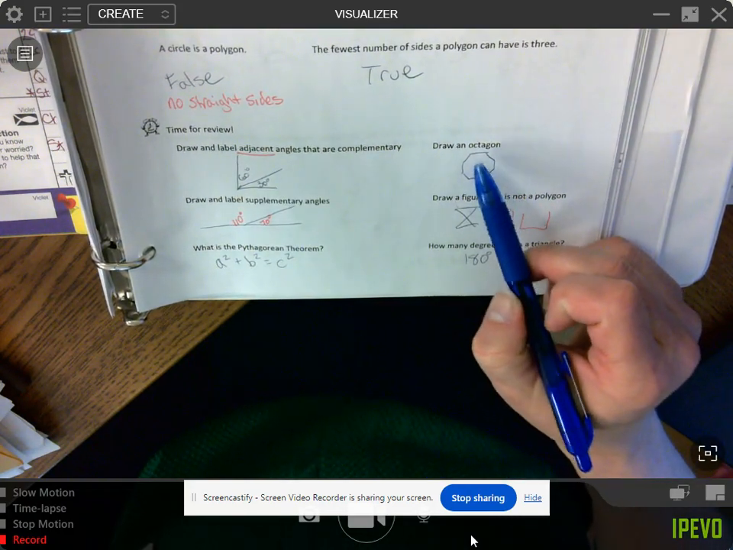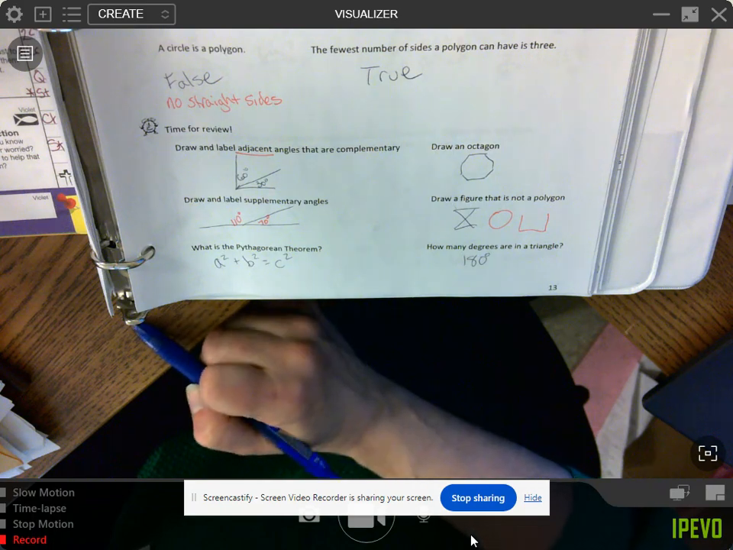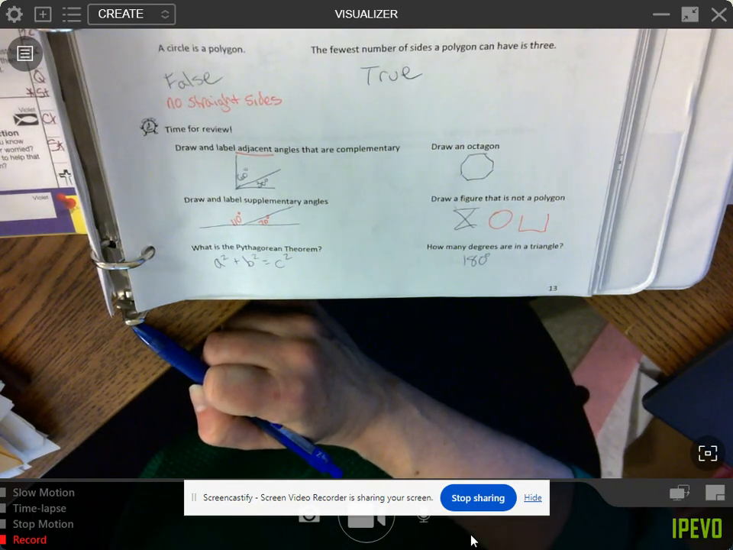Draw an octagon. So you had to draw an 8-sided figure. So make sure there are 8 sides on it. Liam, you should be looking at your work and making sure you did it correctly.